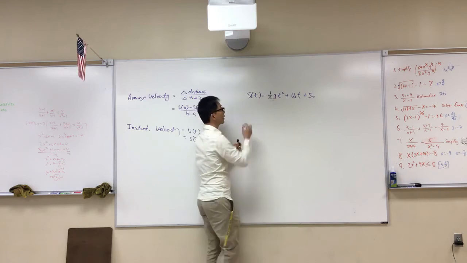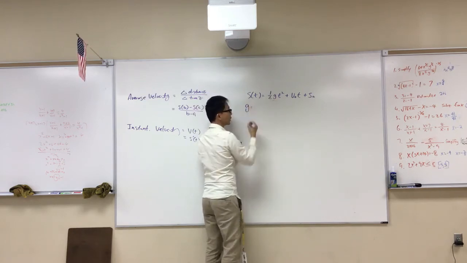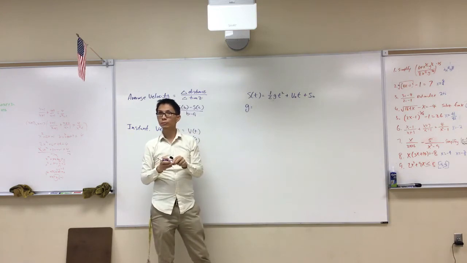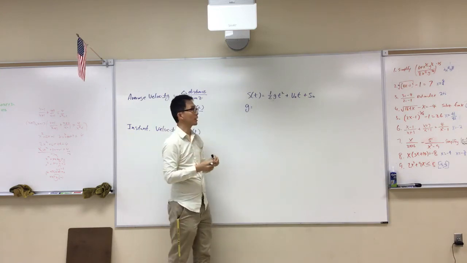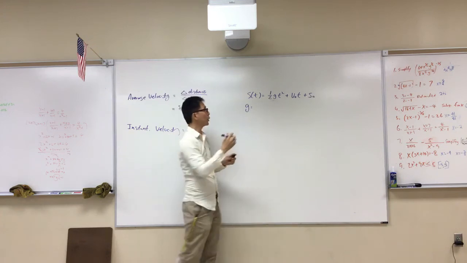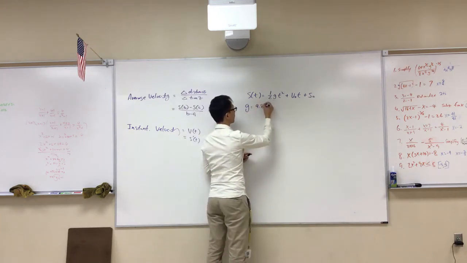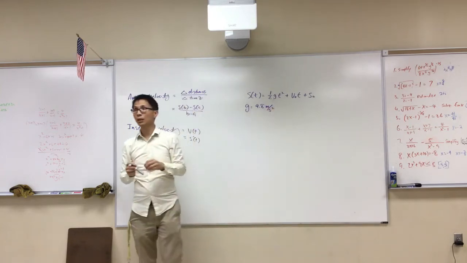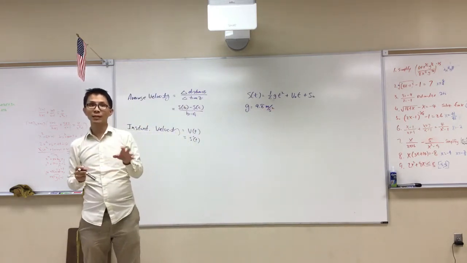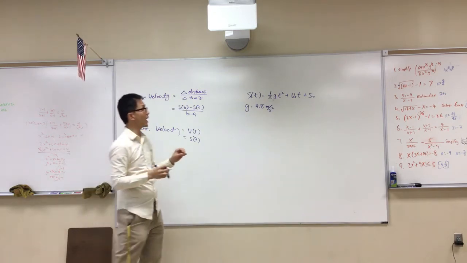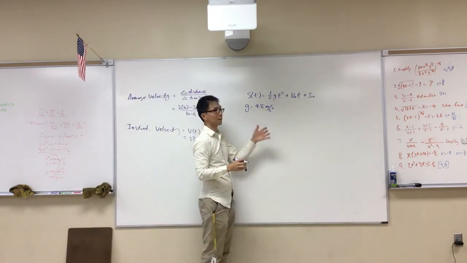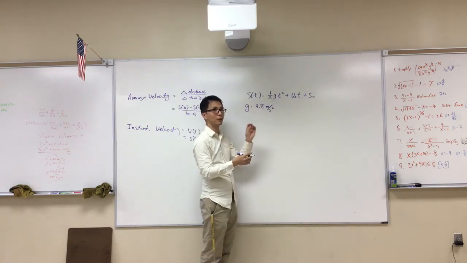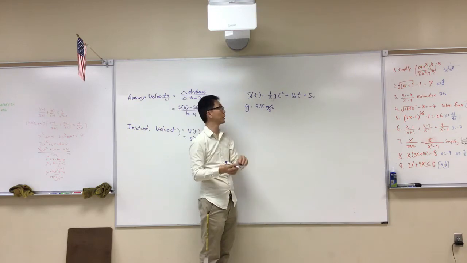Now g in physics, what is g? It's 9.8 meters per second squared. So it's not the same as a velocity, but it's gravity, which is an acceleration. So there's a difference between velocity and acceleration.